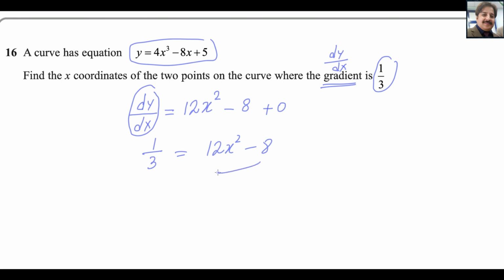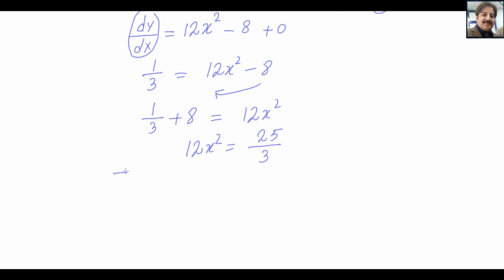Now this 8 goes to the left side, it will be plus there. 1 over 3 plus 8 is equal to 12x squared. So you can write 12x squared is equal to, you can solve 1 over 3 plus 8, it will be 25 over 3. And now we divide by 12 to get rid of 12. So it will be x squared, and 25 and 12 will multiply by 3, it becomes 36. Now you take the square root of both sides, and the answer for x will be plus minus square root of 25 is 5 and 36 is 6.